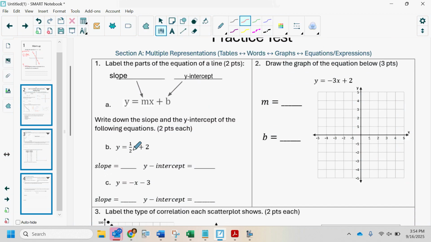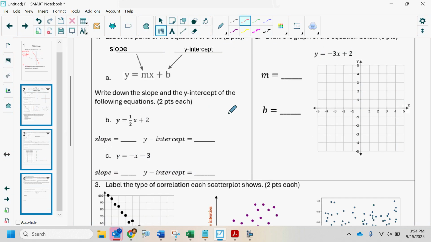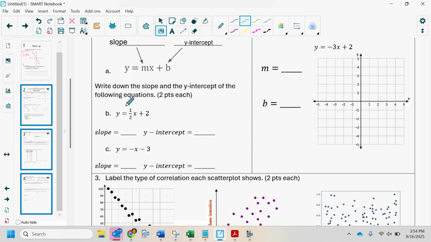So for this next one, it says write down the slope and the y-intercept of the following equation. So the slope here is next to the x, which is 1/2. The y-intercept is a number hanging off the end, which is 2.